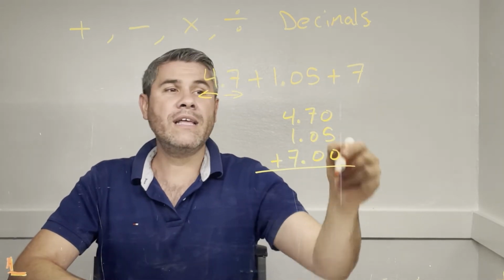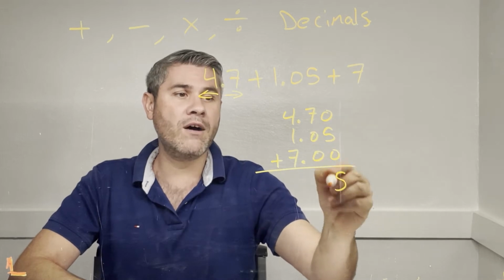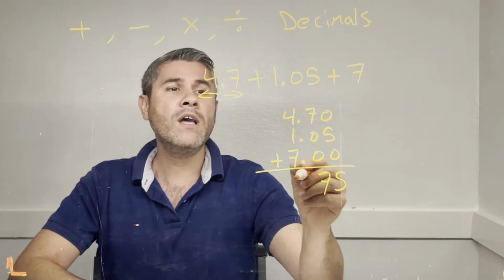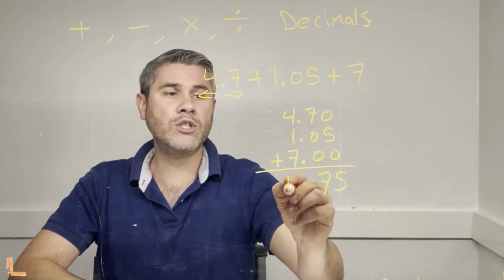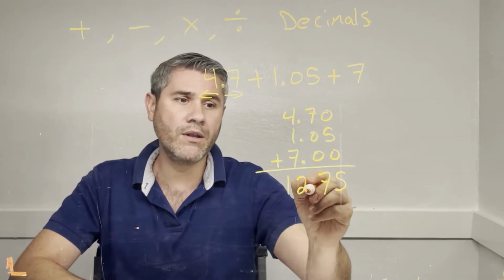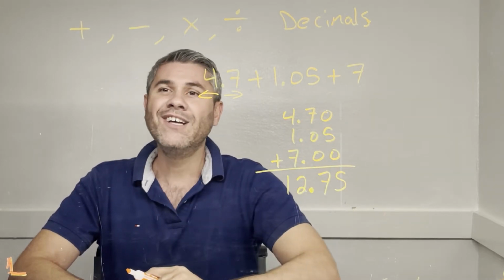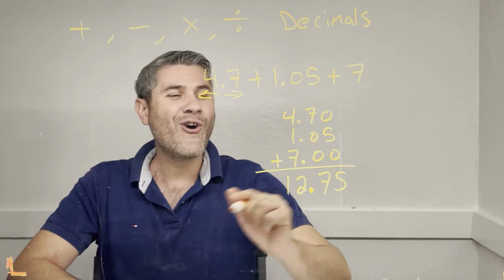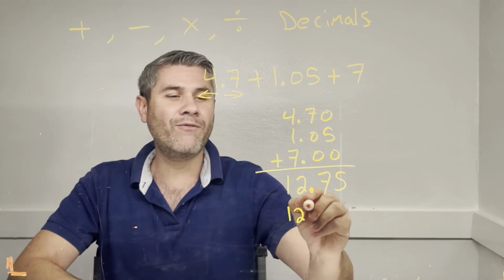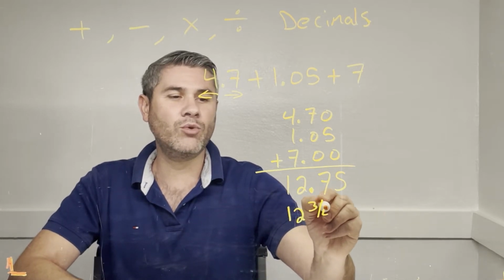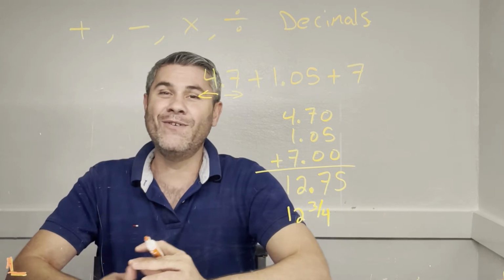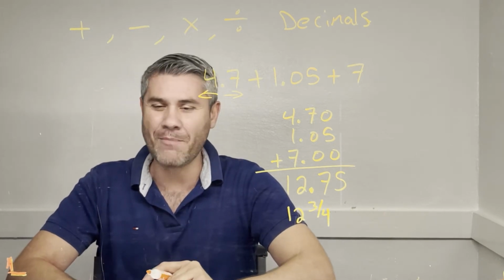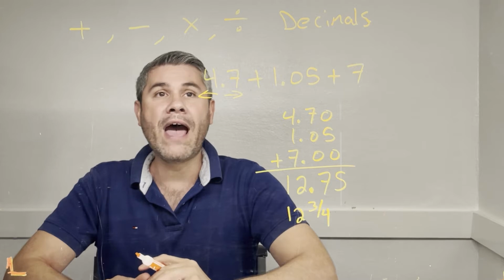It's nothing more than you add your answers. 5 by itself, 7 by itself, 7 and 4, 11, plus 1, 12. What do we do with the decimal? Nothing more than bring it down. So 12.75, or you could even convert it to a fraction, which is nothing more than 12 3/4, or even a percent if you want to, but that's another topic. So that's one example of adding.